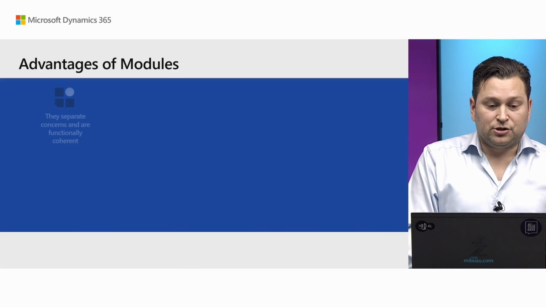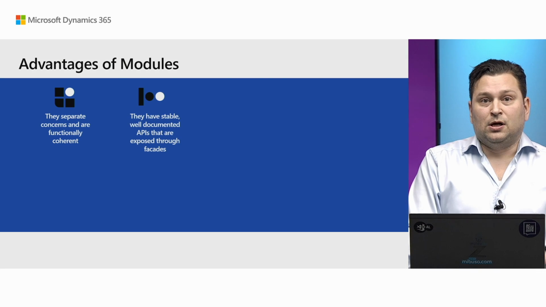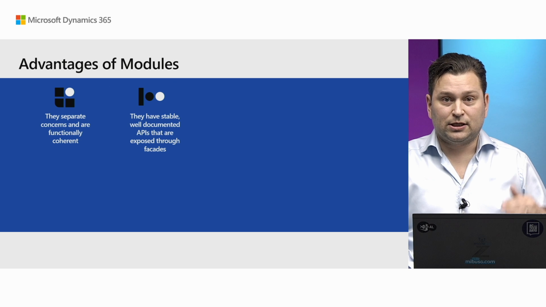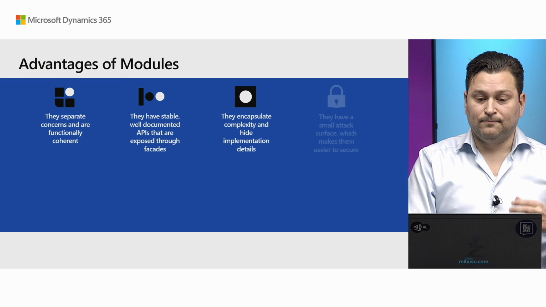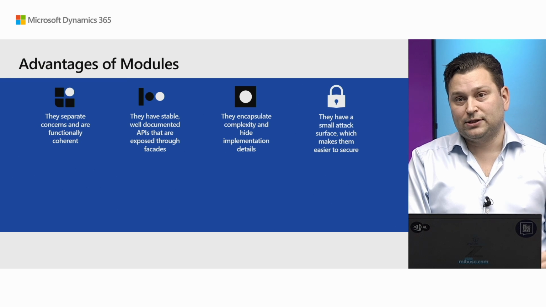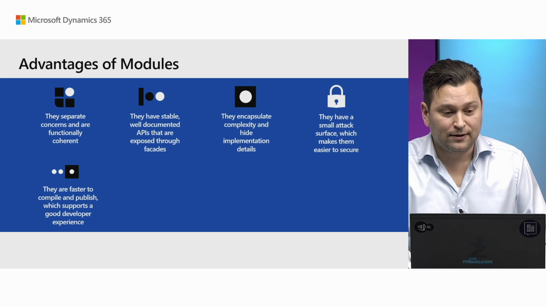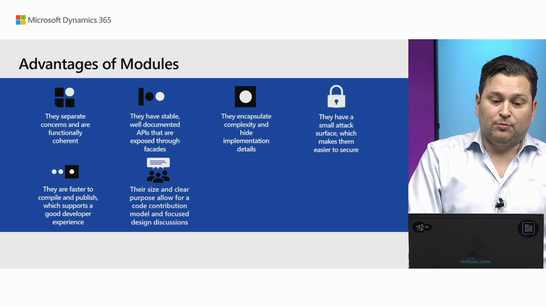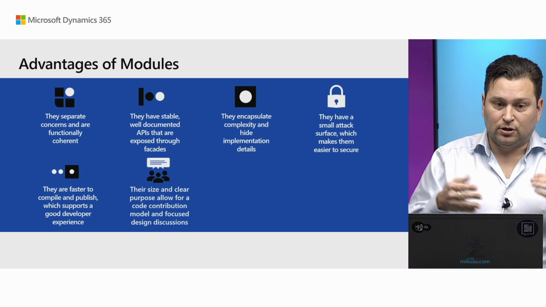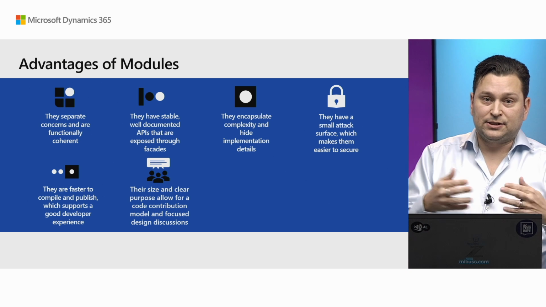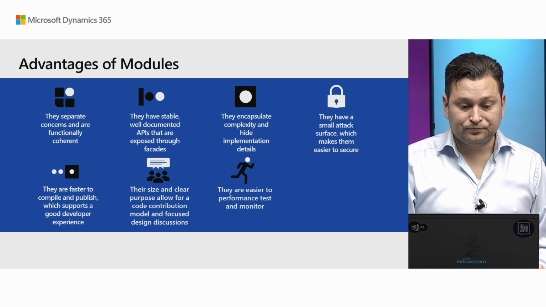So summing up the advantages of a module, they separate concerns, they are functionally coherent, they have stable, well-documented APIs exposed through facades. They encapsulate complexity and hide implementation details. They have a smaller attack surface, which makes them easier for us to secure. They are faster to compile, which is a very, very nice side effect. And also very important, particularly to me, is that their size and clear purpose allows for more focused discussions and hence also make them more suitable for a contribution model, which is very much what we're looking at.